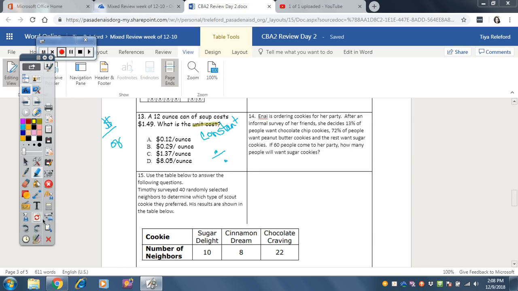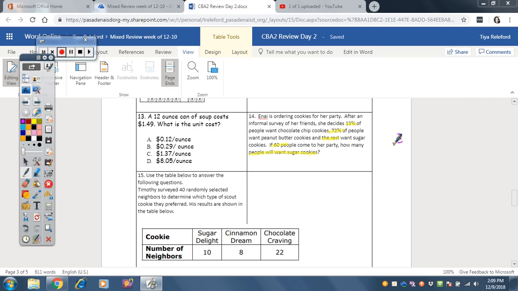Number 14 says, Nie is ordering cookies for her party. After an informal survey of her friends, she decides 13% of people want chocolate chip cookies and 72% of people want peanut butter cookies. The rest want sugar cookies. Often the rest means you're going to subtract. If 60 people come to her party, how many people will want sugar cookies? So here's the rest. Like I said, it means you might have to subtract.